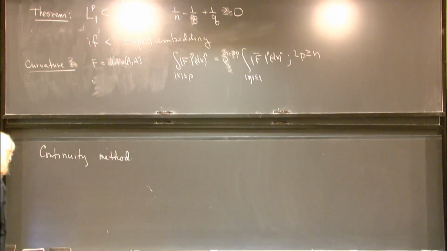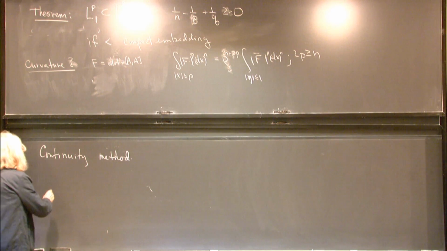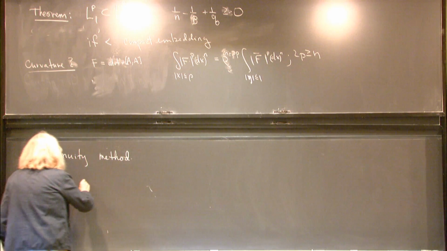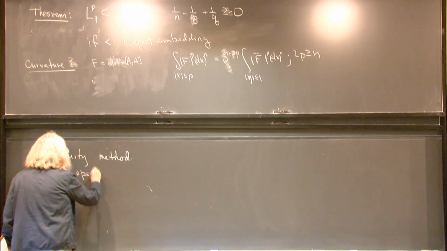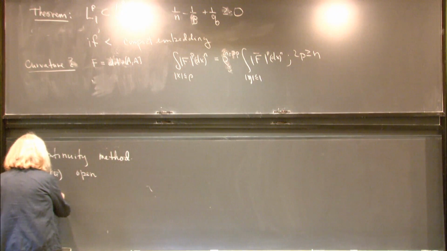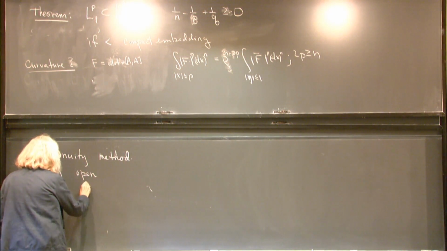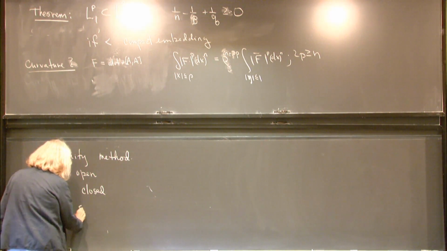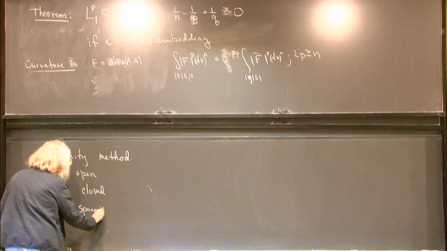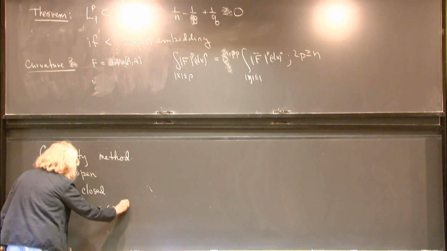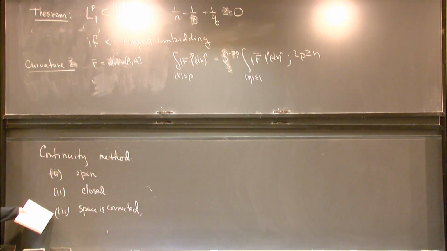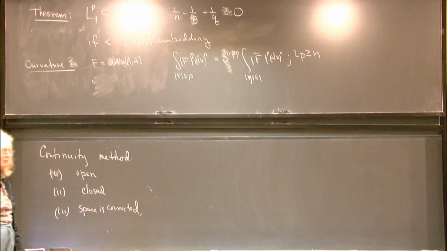And so the continuity method proves three things. It's open, closed, and the space is connected. And for some reason or other, the hardest for me to figure out was 3, the space is connected. Okay, so what does open mean?